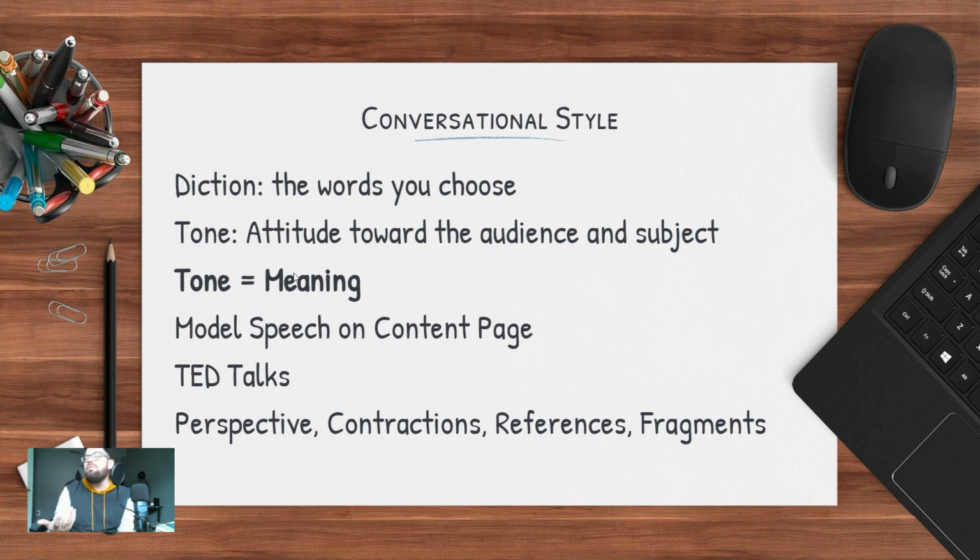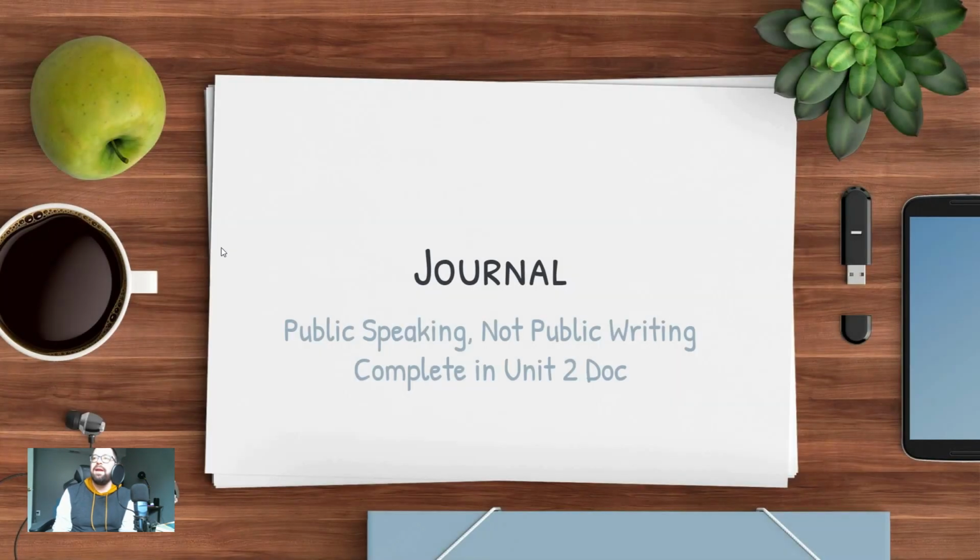You're going to avoid making references to things like cultural references, references to movies, things like that. And you're going to also avoid fragments. In a formal style, everything kind of has to be a complete sentence. In a conversational style, you can stop a sentence like that and it makes sense. So you just have to pay attention to what style and what level of formality you want to have.